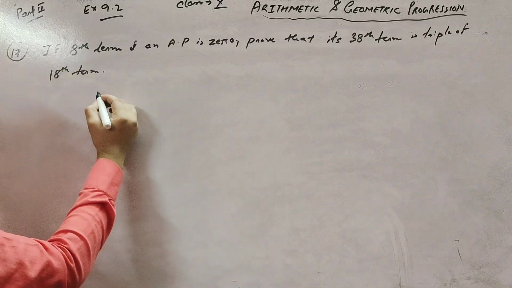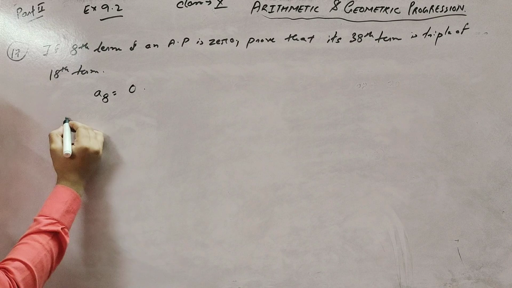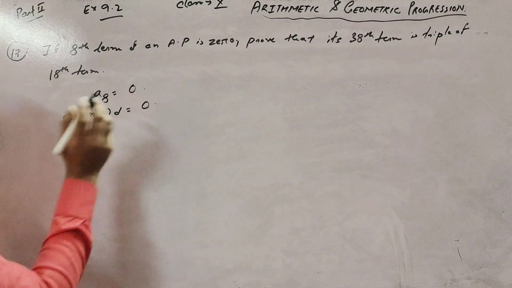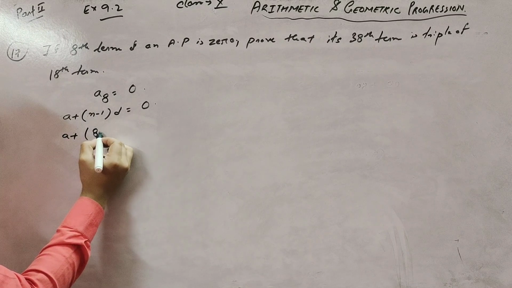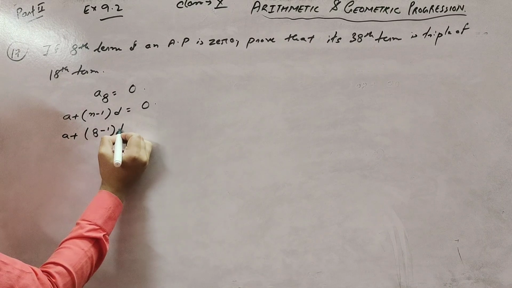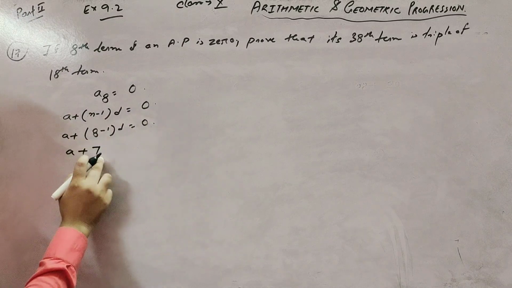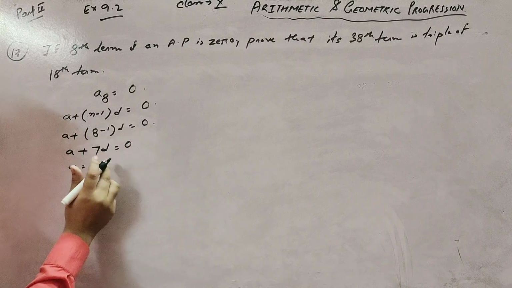First of all, the question is given that the A8 term is 0. That means the formula A plus n minus 1 d equals 0. So A plus, in place of n we write 8 minus 1, equals 0. So A plus 7d equals 0, so A equals minus 7d. Write it down.